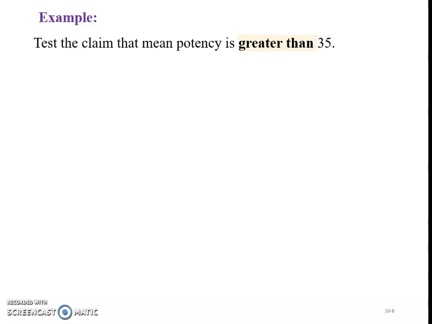Now, to test, let's see with an example. To test the claim that mean potency is greater than 35. Okay, null hypothesis is a statement of no difference, so it is mu is equal to 35. Now, when we define alternative hypothesis H1, we look at the main thesis. Main thesis is greater than. So, in the alternative hypothesis, we should use mu is greater than 35.